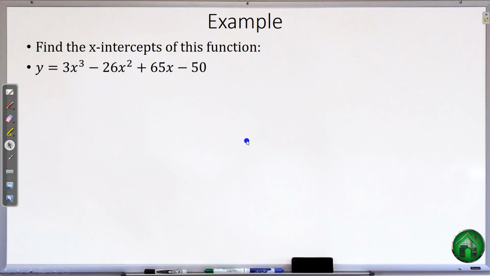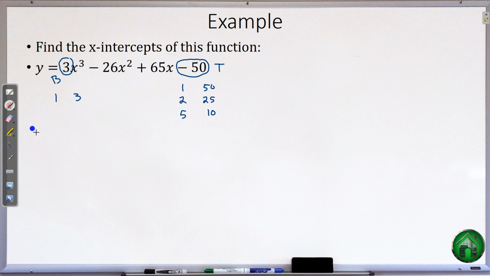So let's find some x-intercepts of a nice complicated example. So again, if we're going to have any x-intercepts here, the top number of that fraction will be hidden inside this 50, and the bottom number will be hidden inside this 3. And we just have to write out all the combinations. So the factors of 50 are 1 and 50, 2 and 25, and 5 and 10. The factors of 3 are just 1 and 3.